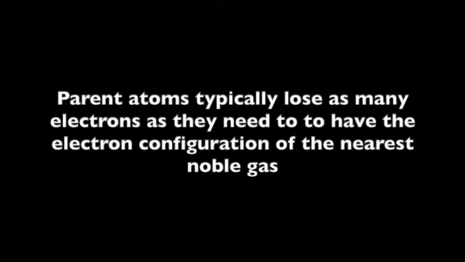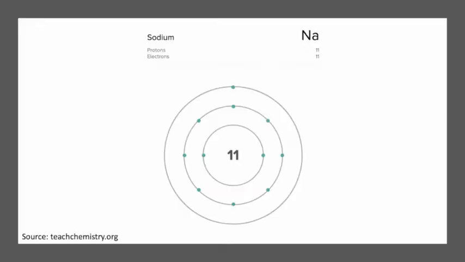When cations are formed, the parent atoms often lose as many electrons as they need to have a full outer shell that looks like the electron configuration of the nearest noble gas. This makes them more stable. When cations are formed, an entire principal energy level may be lost.